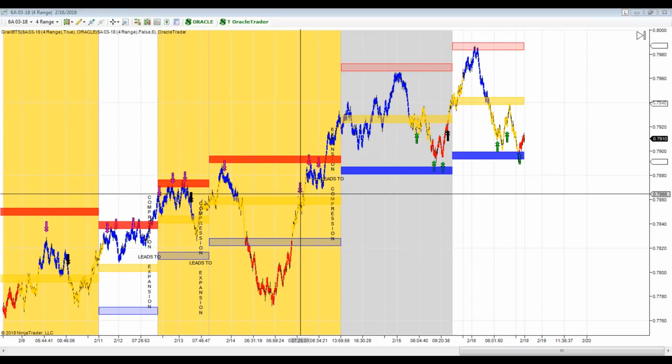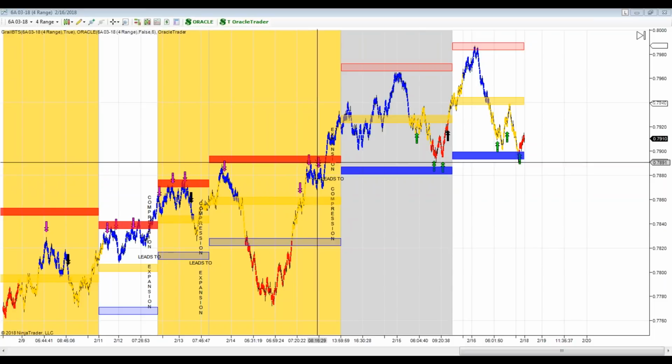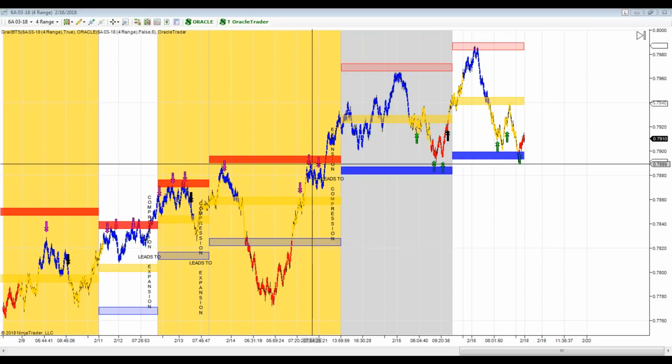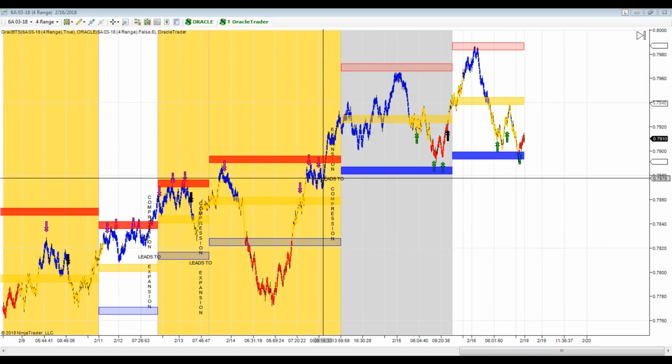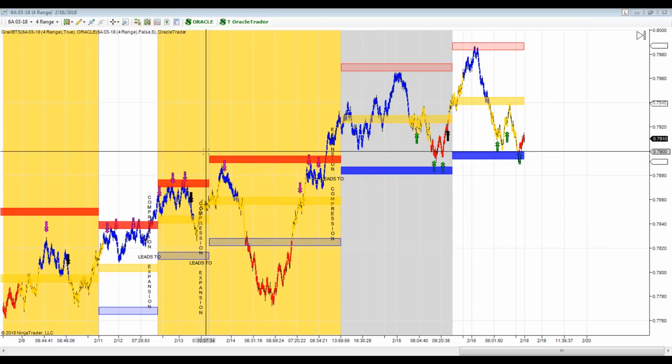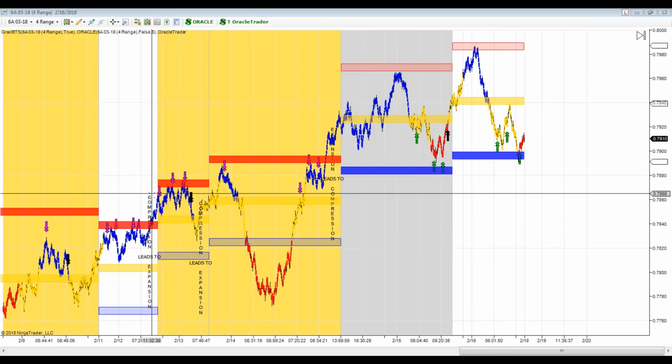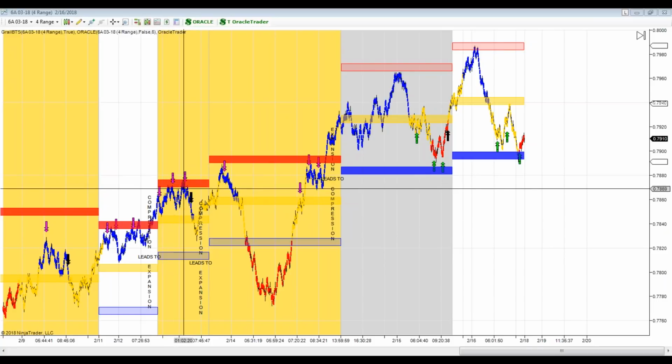We had one here that really didn't work, but again, the stop is about 6 ticks. You know, not every trade is going to be 100%, but the good thing about this is the percentage is very high. And then you had a couple more short entries here for some nice scalps.